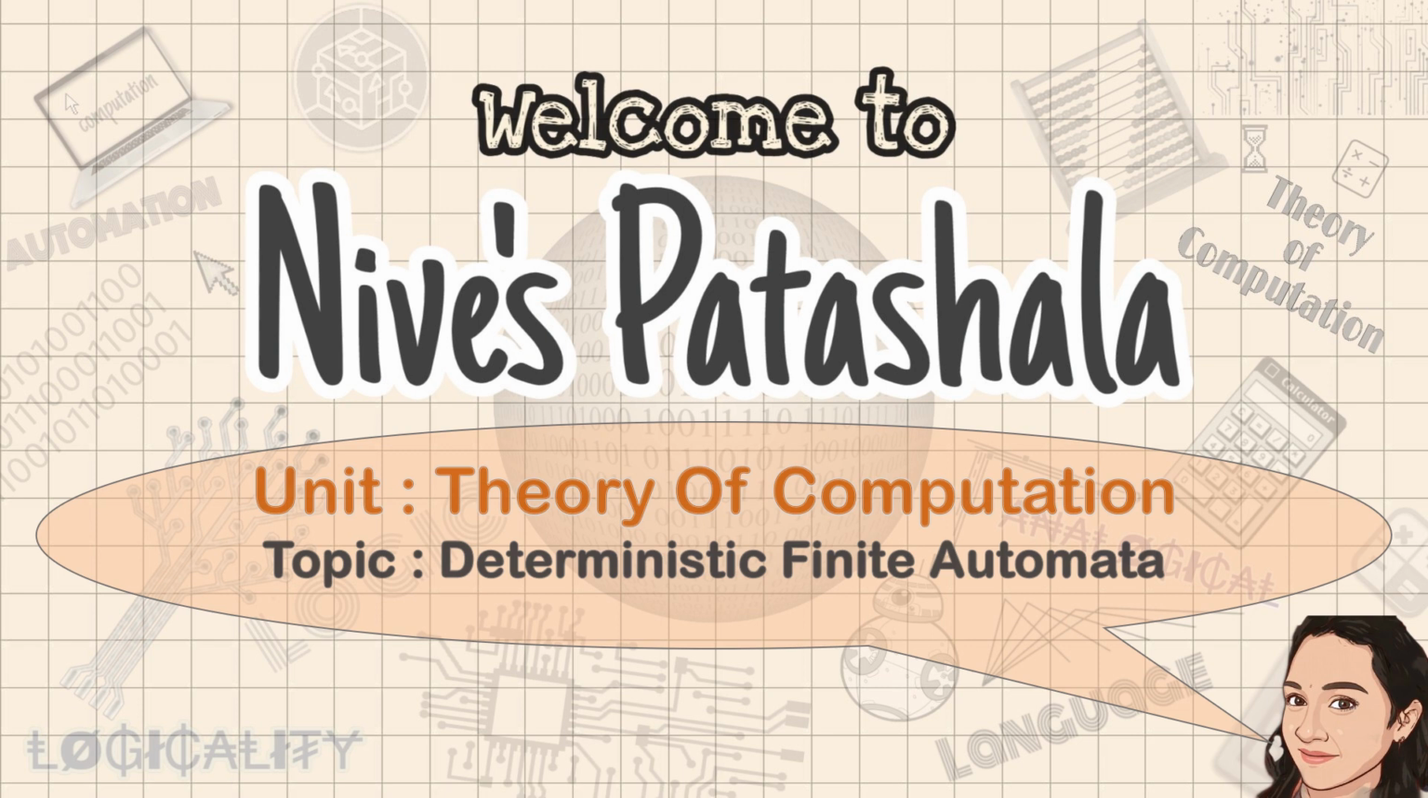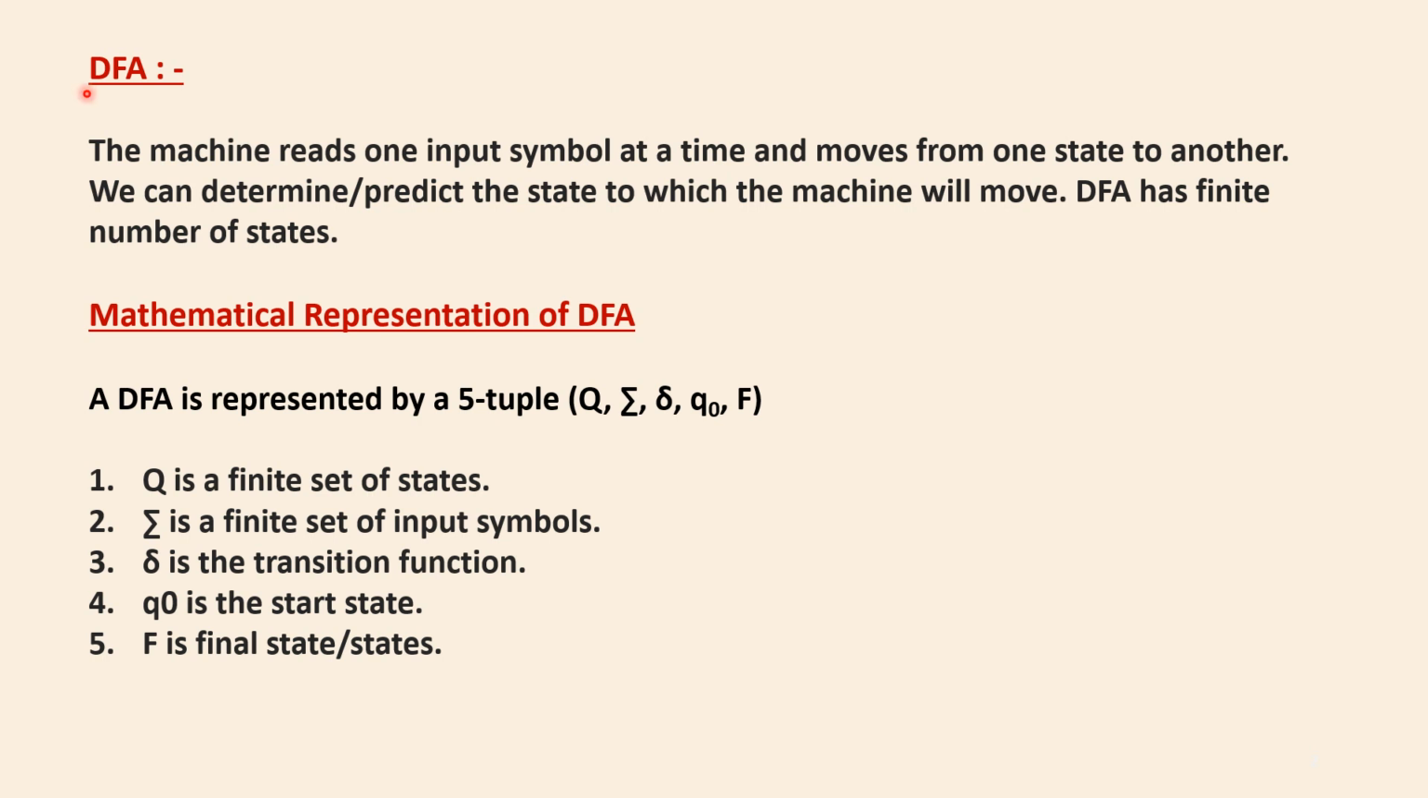In this video, we will be studying deterministic finite automata. Let us see the definition of a deterministic finite automata. It is a finite automata which has determined states to move. The machine moves from one state to another with one input symbol. That is, the machine has only one move for one input symbol. Therefore, it is called a deterministic finite automata. We can determine at which state the machine is going to be with that particular input symbol.